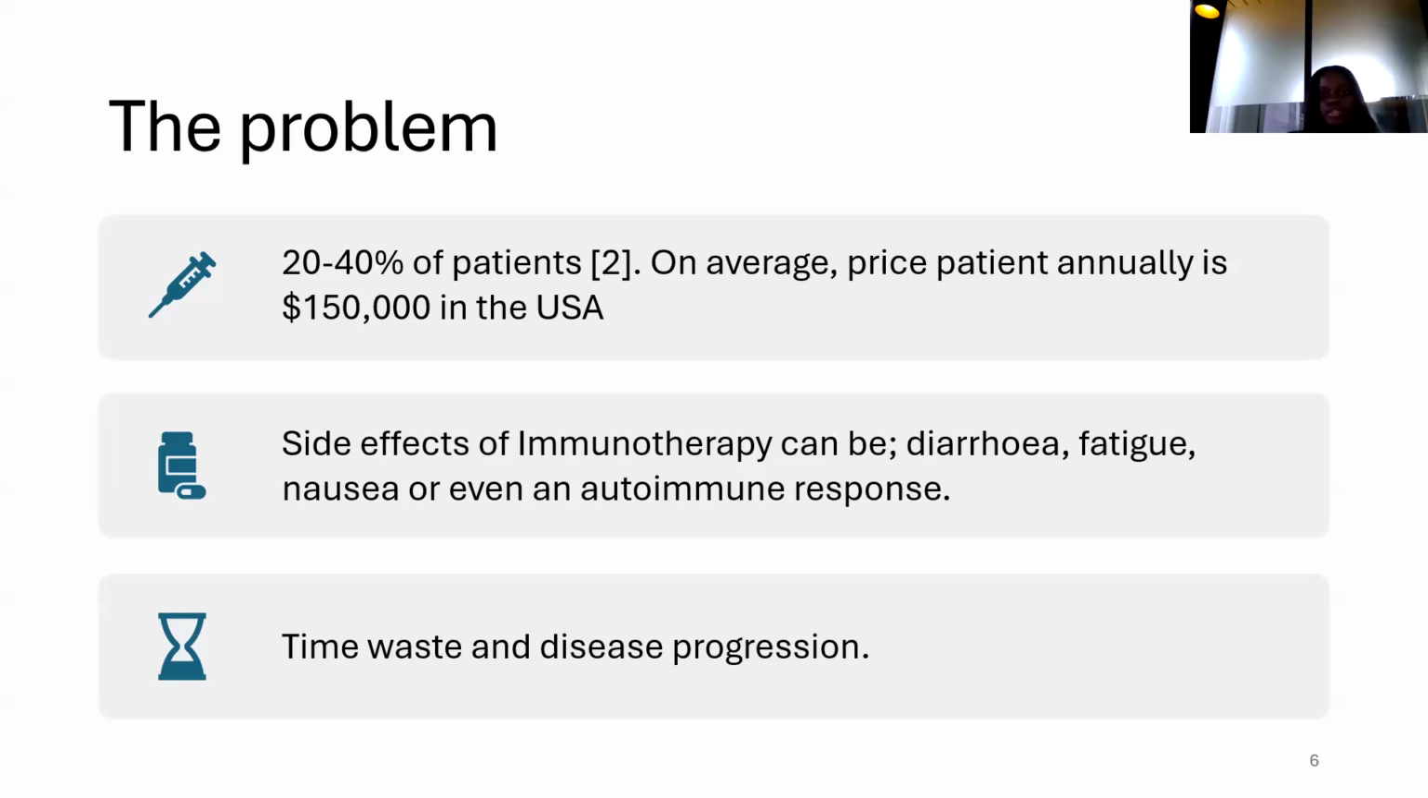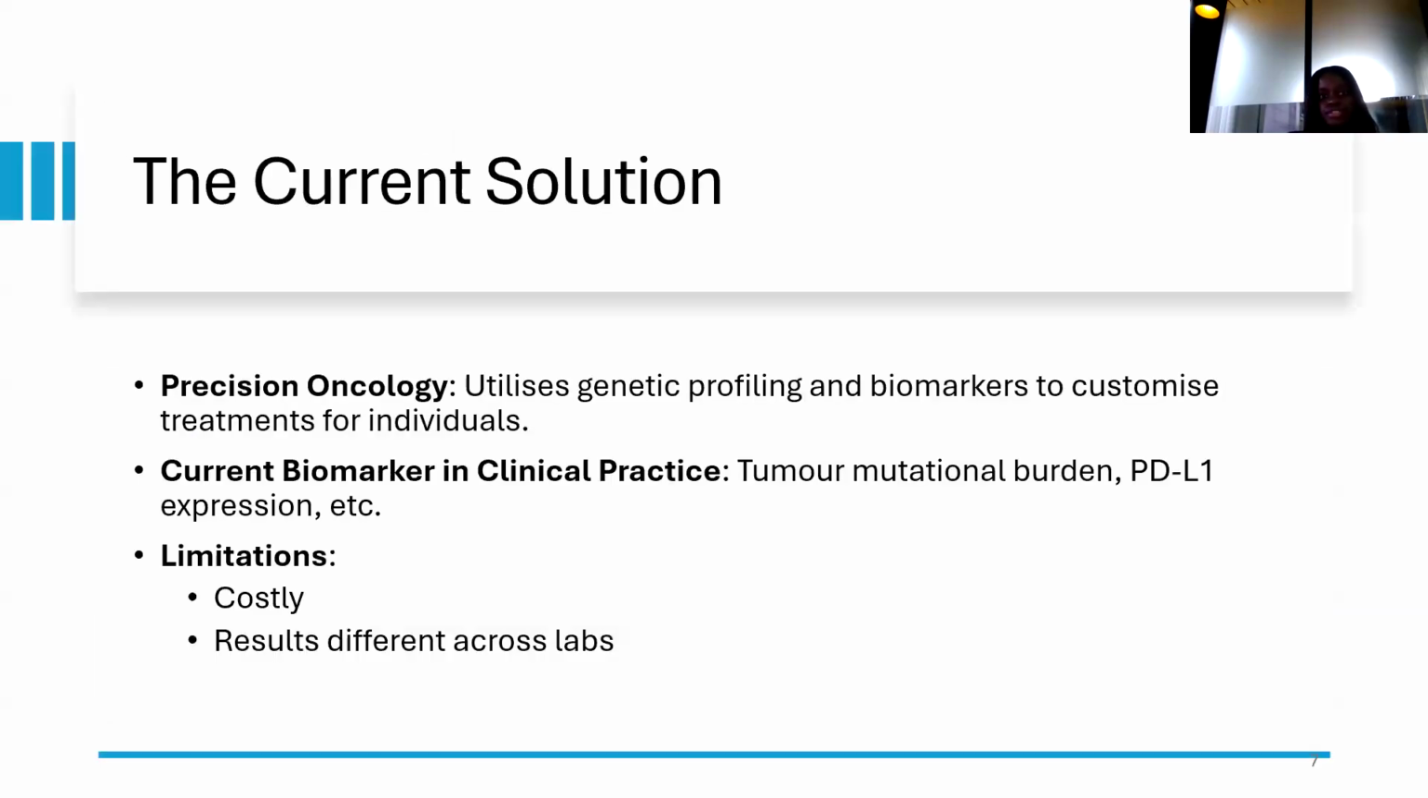And we just want to make sure that the patients who won't receive relief from immunotherapy don't have to go through the different side effects of taking immunotherapy, or even the time that they'll waste trying a new treatment that won't work for them. So at the moment, the current solutions which don't include artificial intelligence is precision oncology, where they use different genetic profiling and biomarkers, and I'll explain more about what biomarkers are, to find out more about that specific patient's cancer and to personalize the treatment to them.